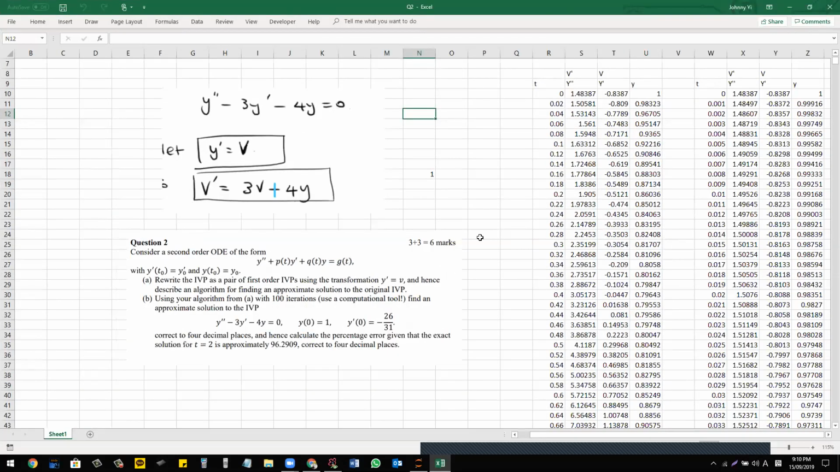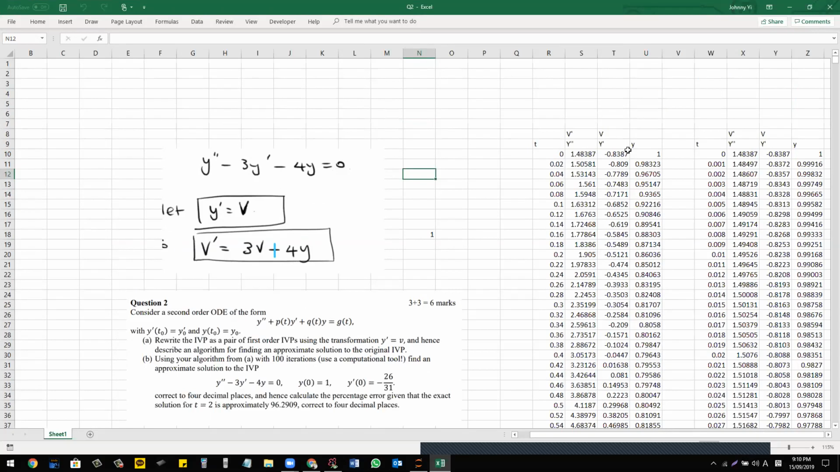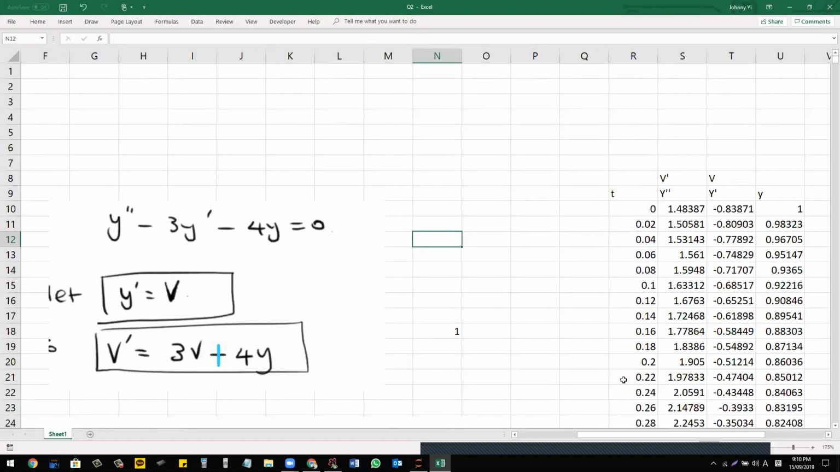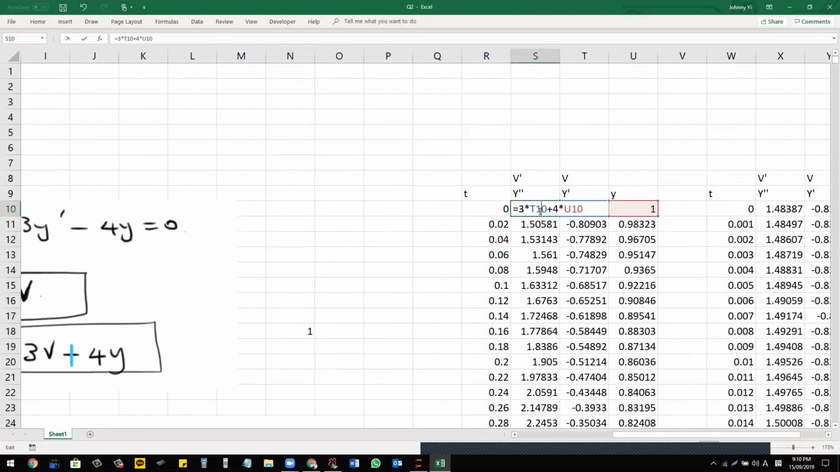So this is question 2 here. Okay, so the first step is, this was negative 26 on 31, and this is 1 here, all right? And how do I do this one? This one is simply the original value plus the gradient of this one, which is that one there, times 0.02. And how do I do this one? It'll be that plus the gradient times 0.02, okay?